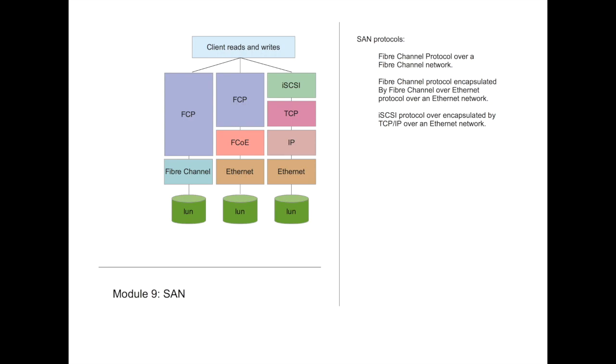So the supported SAN protocols in ONTAP are Fibre Channel protocol, for which you need a separate Fibre Channel network with SAN switches, which completely separates all storage traffic from the regular network traffic. The second one is Fibre Channel over Ethernet, and as you can see, what you in fact do is you have a separate protocol, Fibre Channel over Ethernet, which replaces the TCP/IP stack. So you do not need TCP/IP, but you still run Ethernet. And finally, we've got iSCSI, which is a SAN protocol on TCP/IP.